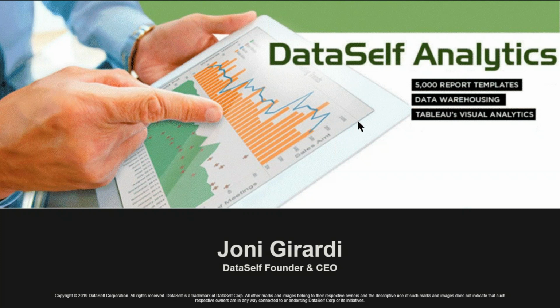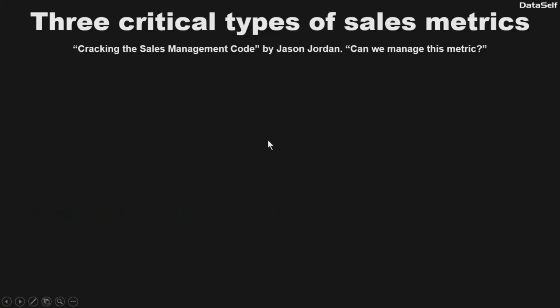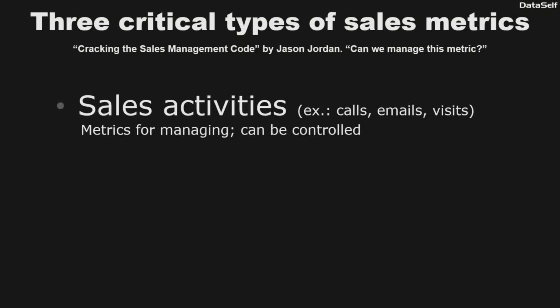What I prepared to show you today is some of the things we learned and that have been helping other organizations. One of the topics I want to start my presentation with is 3 critical types of sales metrics. A good chunk of the slides is going to come from this book called Cracking the Sales Management Code by Mr. Jordan. He interviewed hundreds of companies asking, can we manage this metric from a sales standpoint? And by analyzing these 100 organizations, he found out there are 3 critical metrics for sales.